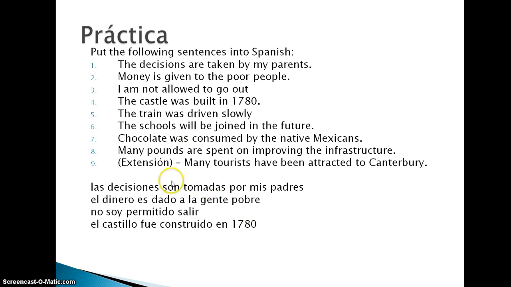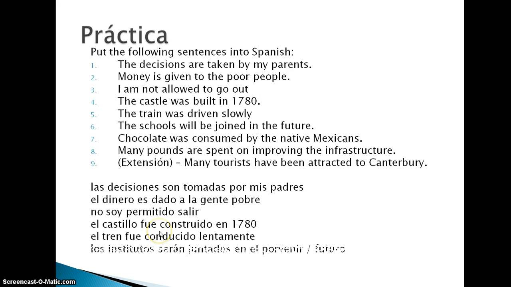El castillo fue construido. So this one is in the past tense, the preterite tense this time, but it's still the verb to be. Castle is masculine, so we put an O on the end. El tren fue conducido lentamente. Again, preterite here, and O on the end because it's el tren.